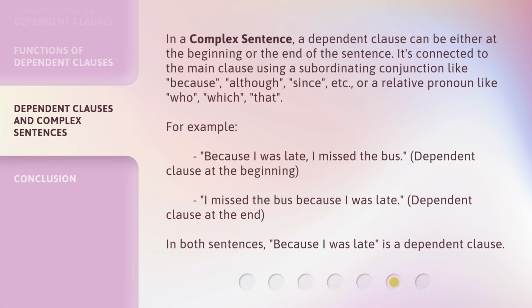In a complex sentence, a dependent clause can be either at the beginning or the end of the sentence. It's connected to the main clause using a subordinating conjunction like because, although, since, etc., or a relative pronoun like who, which, that. For example, "Because I was late, I missed the bus." Dependent clause at the beginning. "I missed the bus because I was late." Dependent clause at the end. In both sentences, "because I was late" is a dependent clause.